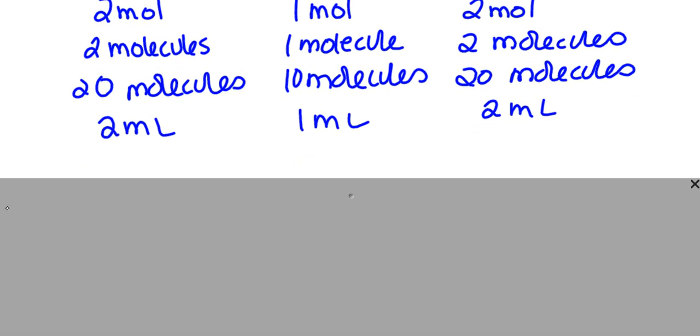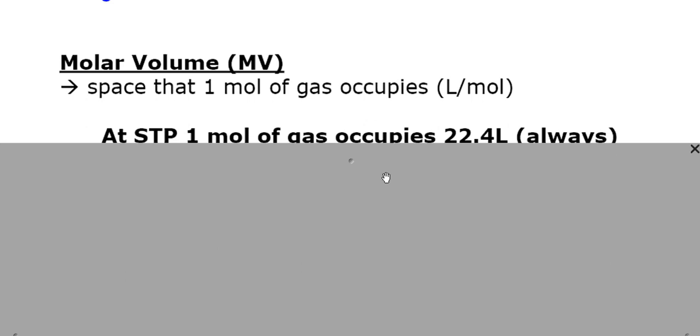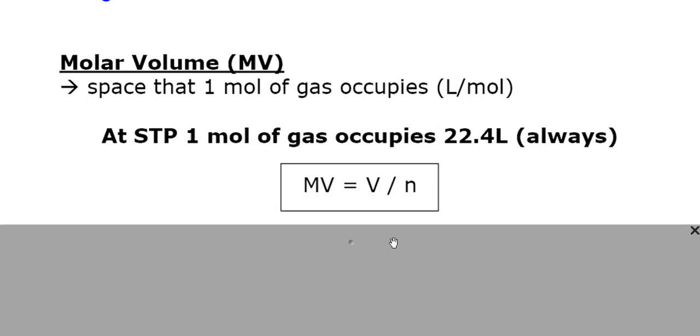So now let's take a look at molar volume in a little bit more detail. So first, what is molar volume? Molar volume is the space that 1 mole of gas occupies. How do we express that? It's in liters per mole. So it's not moles per liter. Mole per liter is molar concentration. This is molar volume. How much volume or space does a gas occupy per mole?